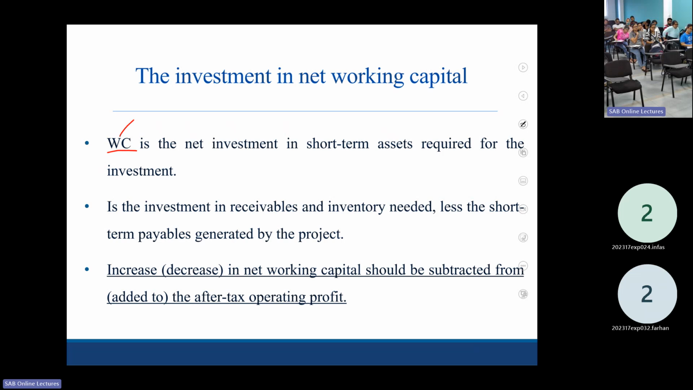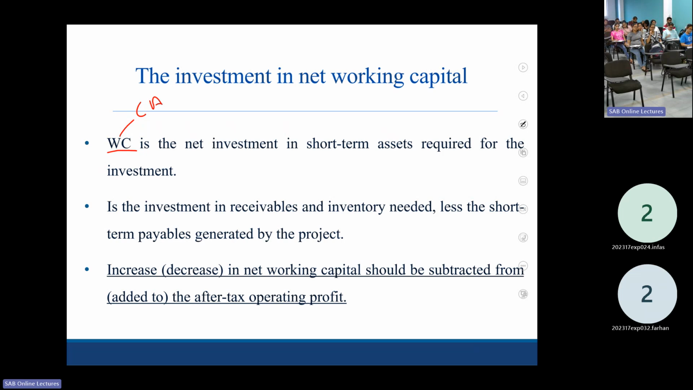So normally when we say working capital, this is investment in current assets, like cash in hand, bank balance, inventories, short-term investments, receivables. These are the current assets. Net working capital means the difference between current assets and current liabilities. You know what the current liabilities are? Creditors, payables, bank overdraft, short-term loans. So these are the current liabilities.